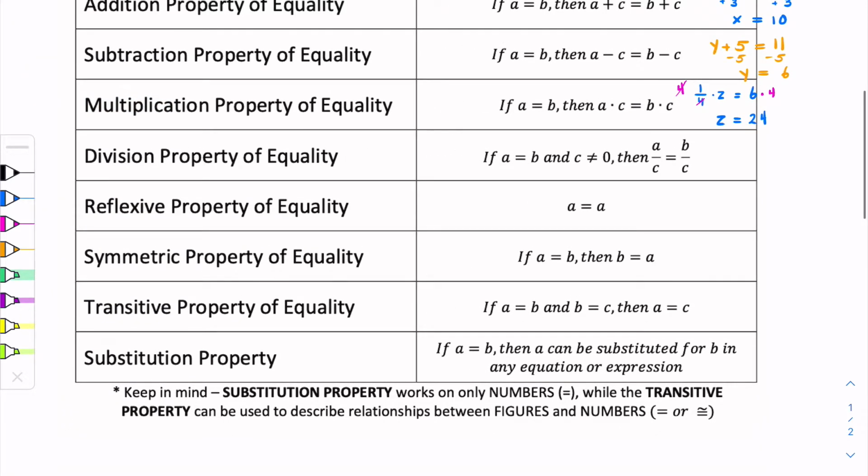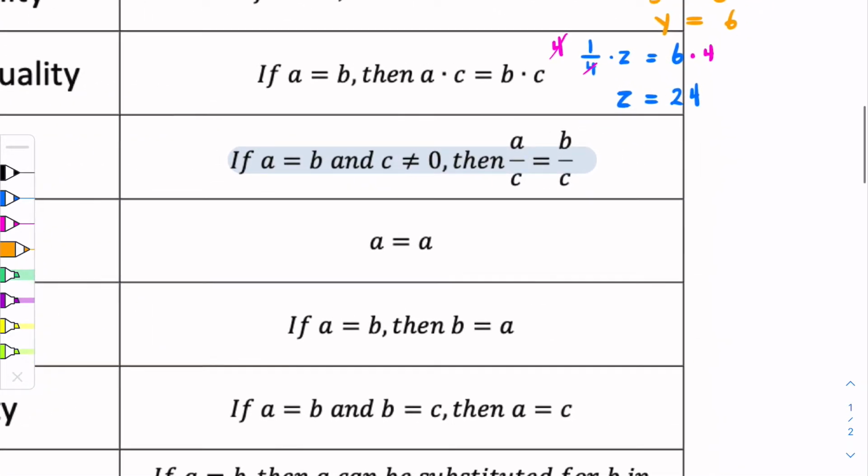The division property of equality allows you to divide something on both sides. An example when solving could be 8x equals 16. In order to solve for x, you would have to divide both sides by 8. X is equal to 2.